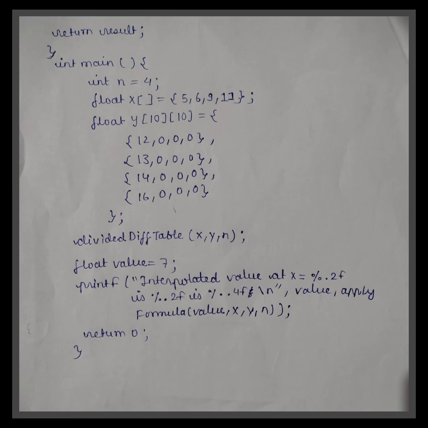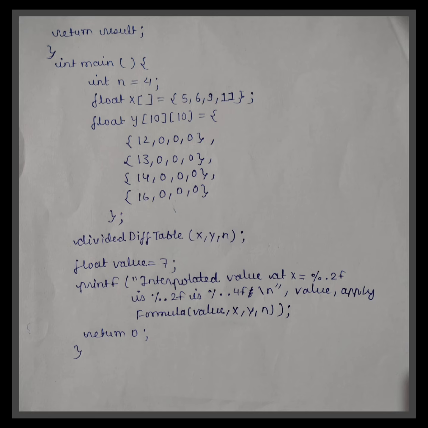In section 4, that is the main function, we define n equals 4 data points. We initialize x values and y values. Only the first column of y is filled; the rest will be filled by the function. Now we calculate the divided difference table, then evaluate the polynomial at x equals 7 and finally print the results. And that's how Newton divided difference interpolation works in C. This method is fast, efficient and very handy in numerical analysis.